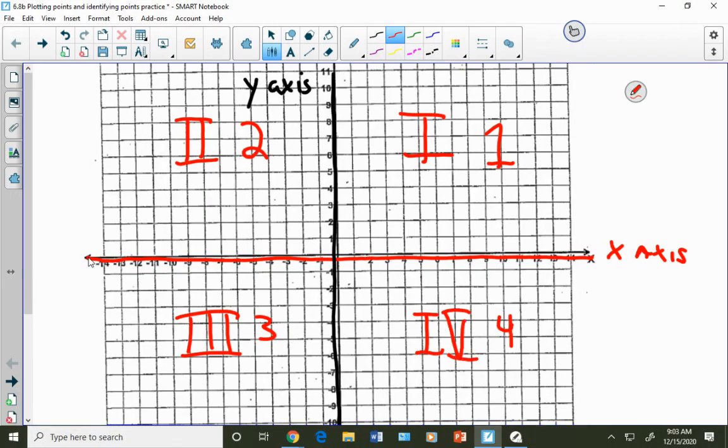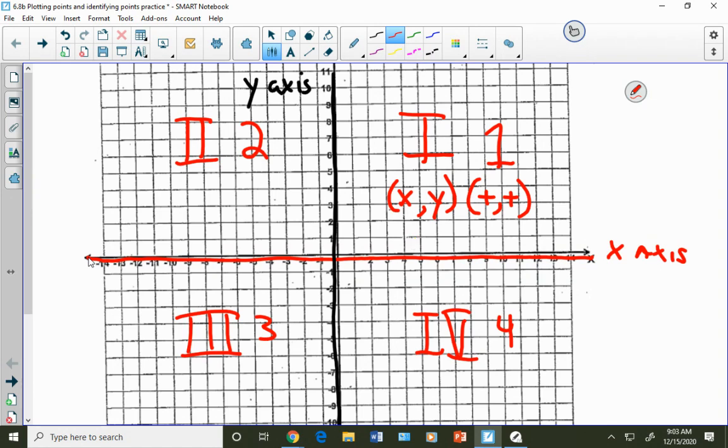Counterclockwise from 1. So in the first quadrant, because we go right on x, x is positive. And because we go up on y, y is also positive. So all coordinates in this quadrant will be positive, positive. Okay, let's go to quadrant 2.